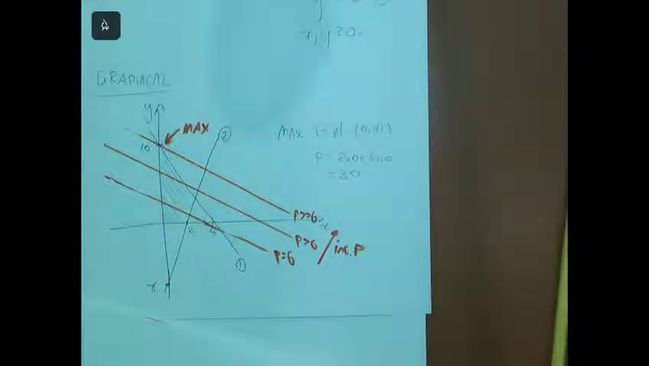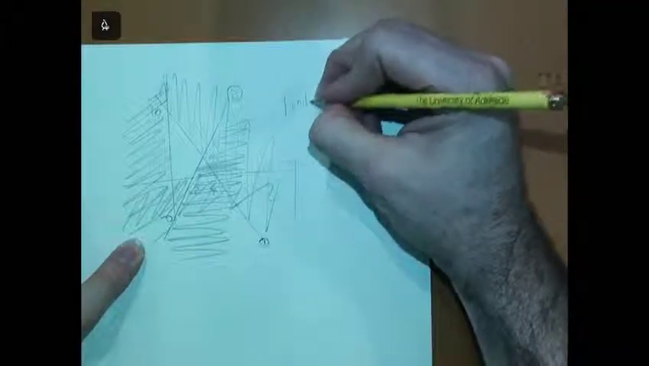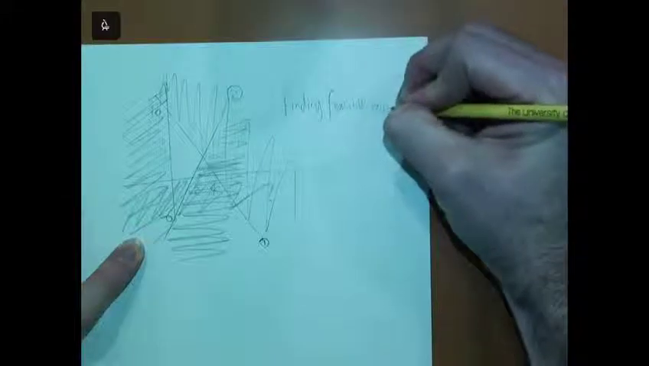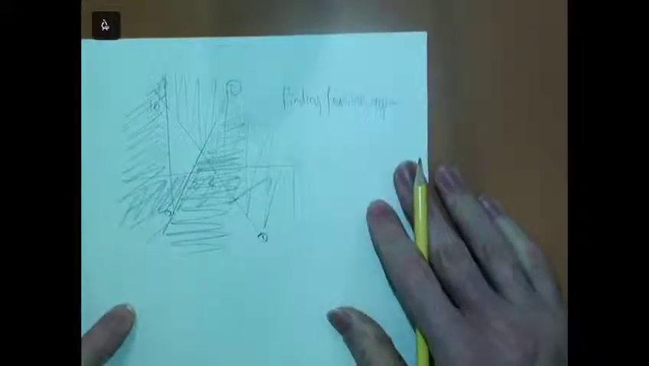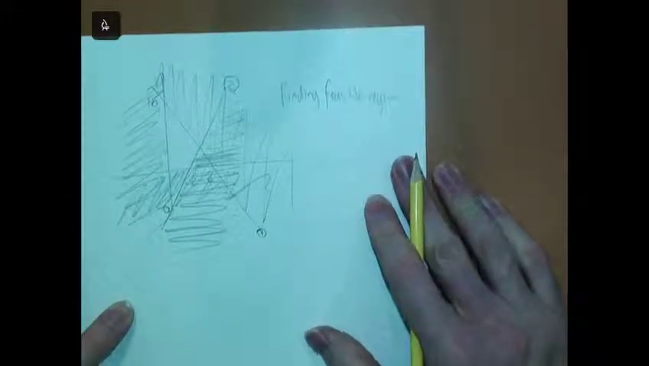Okay, that's the graphical method, which is great, especially good if you've only got 2 variables, x and y. If I had 3 variables, that would be a whole different story. I'm just going to put a note here. This is finding the feasible region. Okay, now let me talk about slack variables.